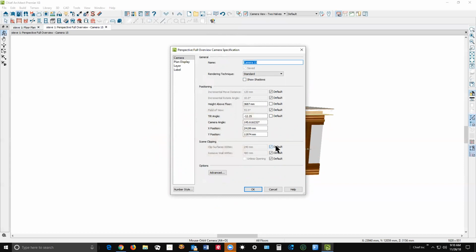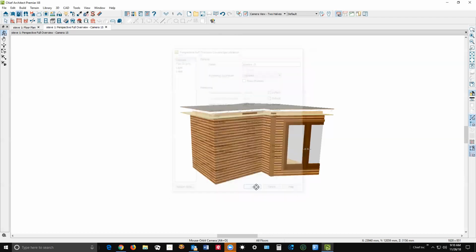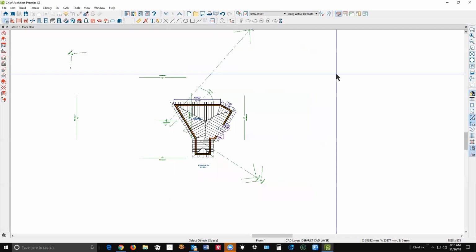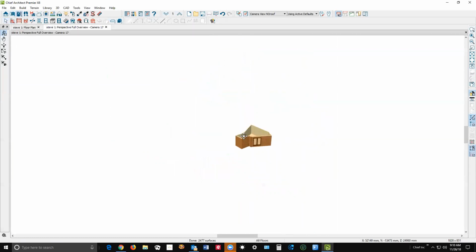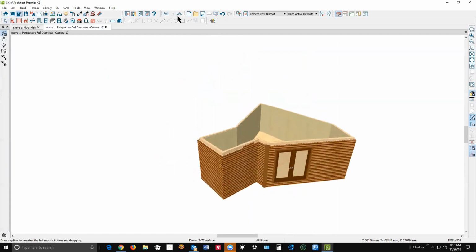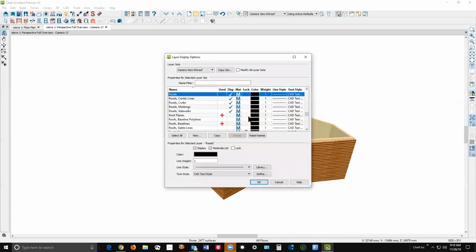Scene clipping. No. Set that to 0 and to 0. Well, my camera's just not very useful. Let me create a new one. Well, what have you got against the roofs? You got the roofs turned off and the camera set.